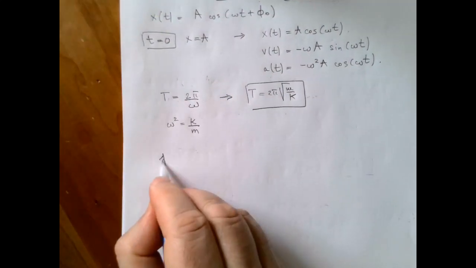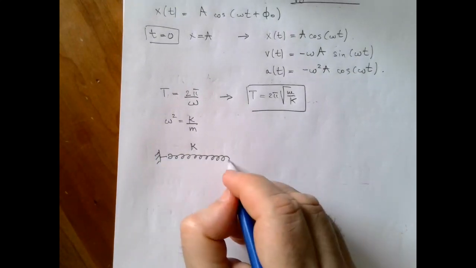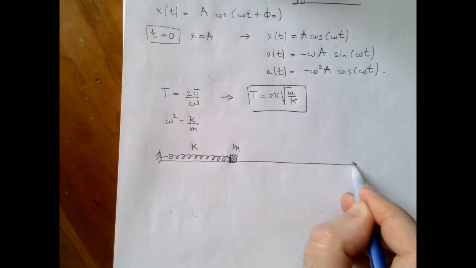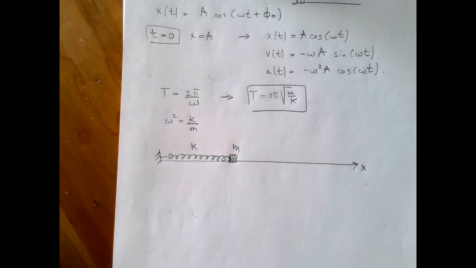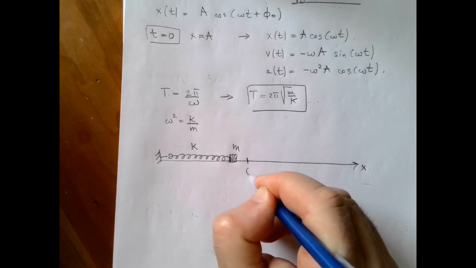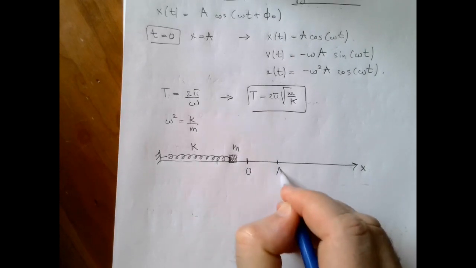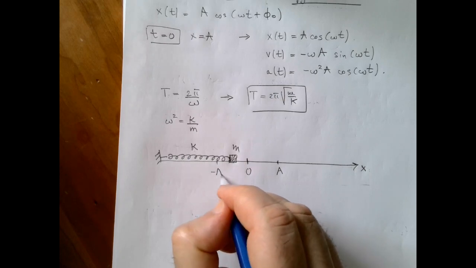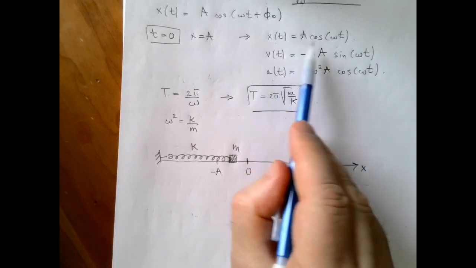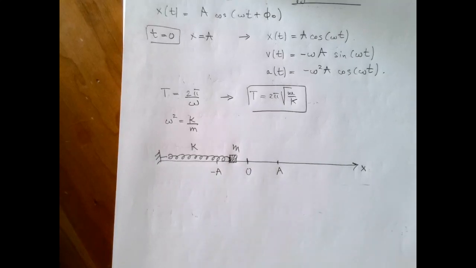Remember the scenario: we have a spring and we have an object attached to it, and the object is allowed to oscillate along the x-axis without friction. The original position of the object with the spring relaxed is 0, and the object oscillates between A and minus A as given by this expression. Cosine of omega t goes between 1 and minus 1, so the object oscillates between plus A and minus A.